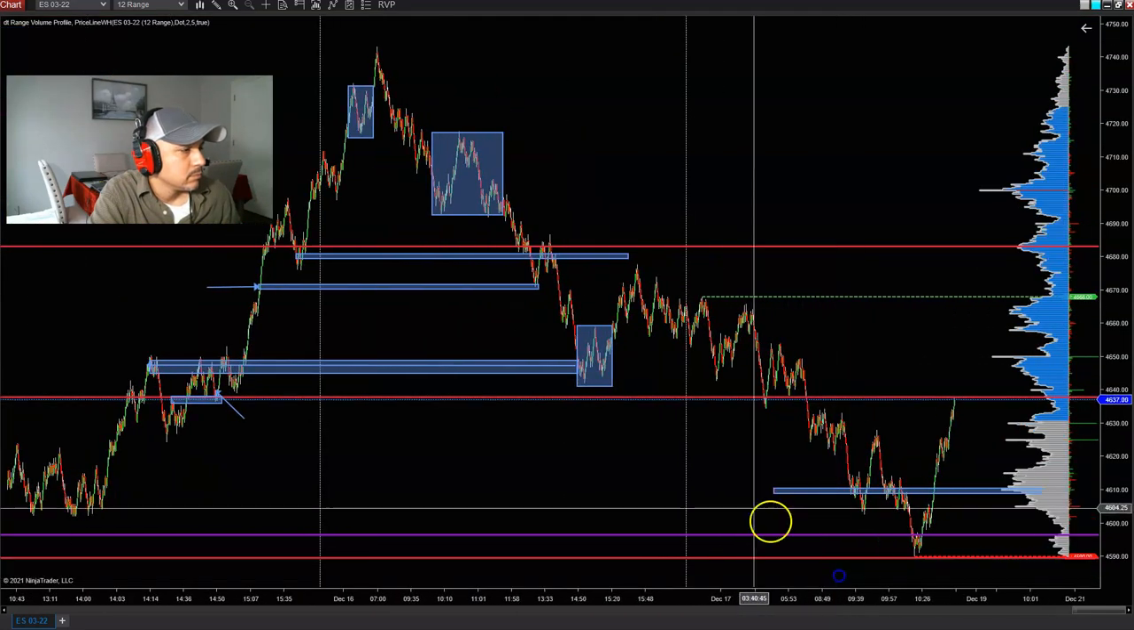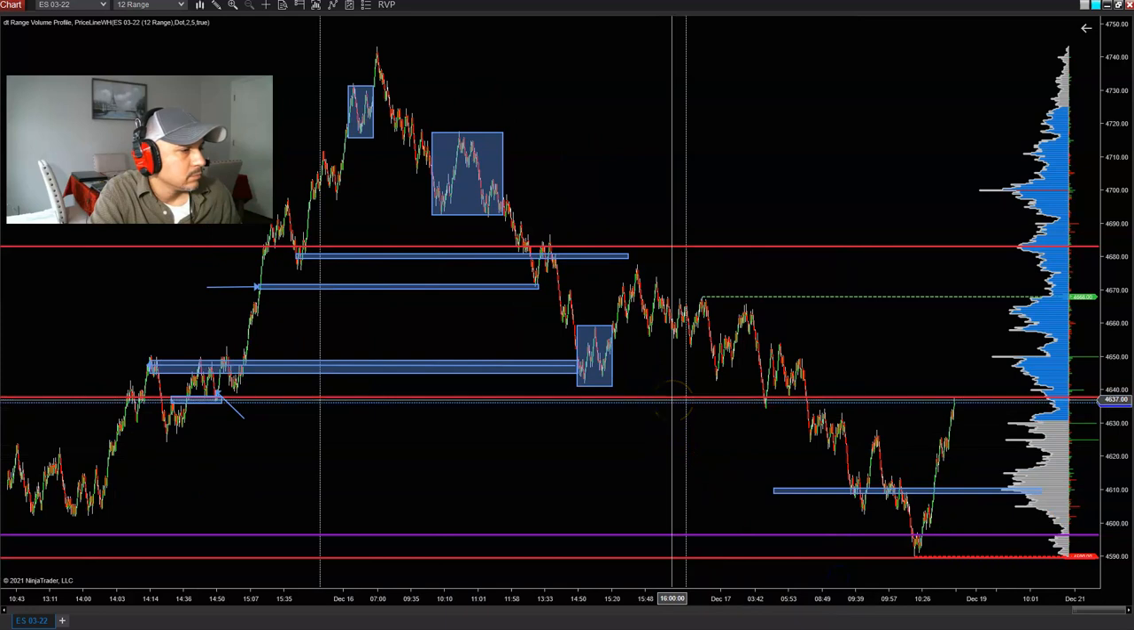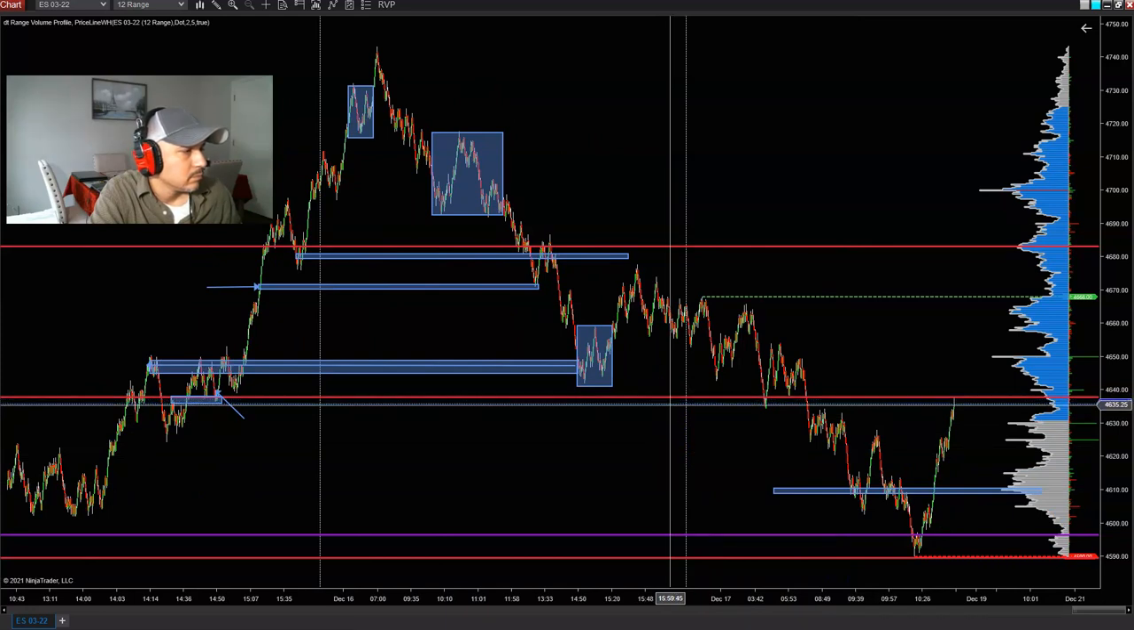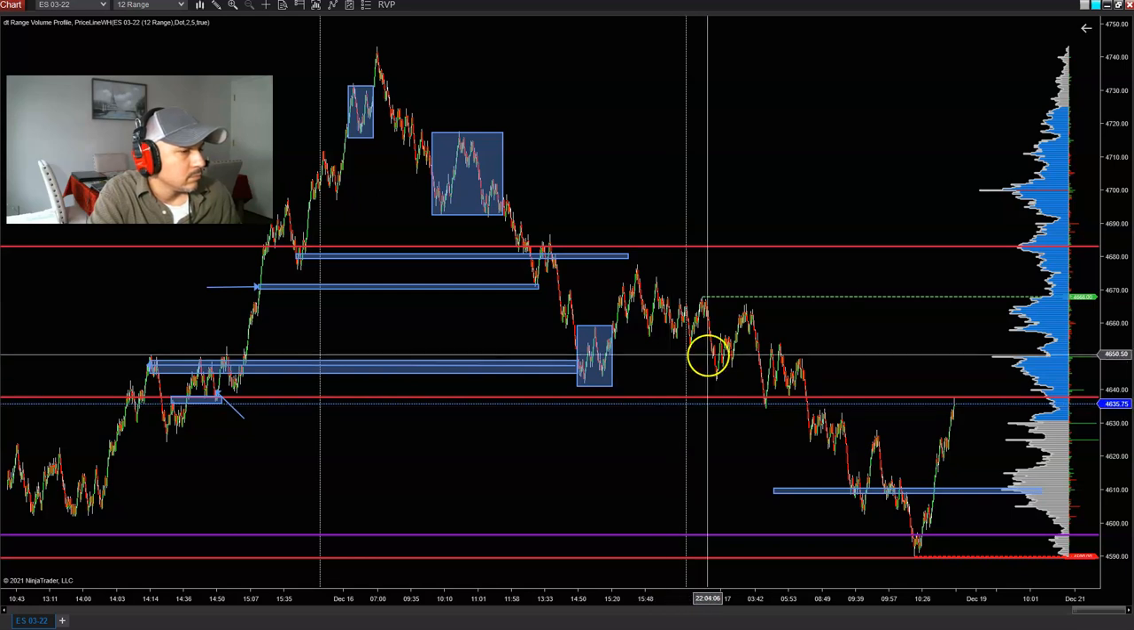Price broke that area. It's pushing higher into a low volume area, as you can see here in the 12 range, and it's a level setting right here.